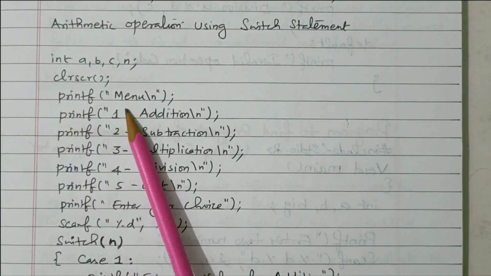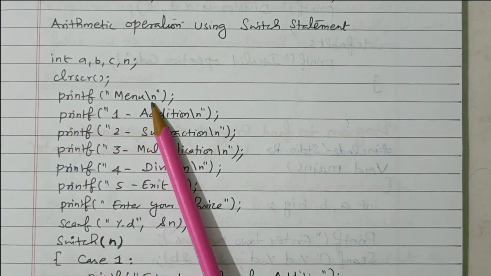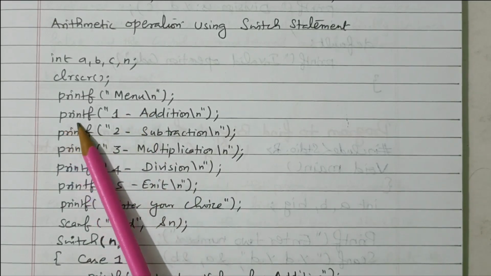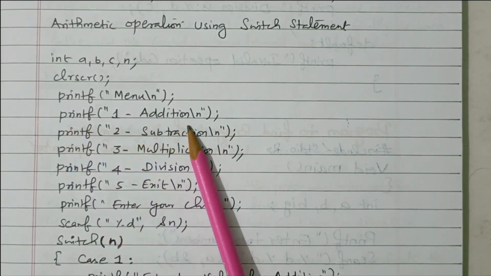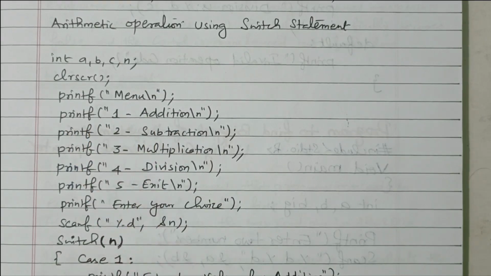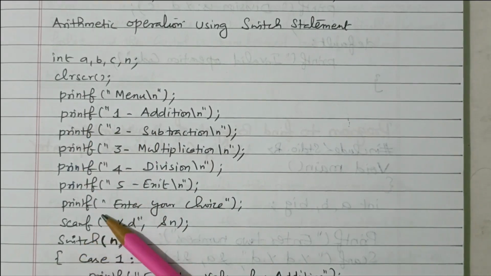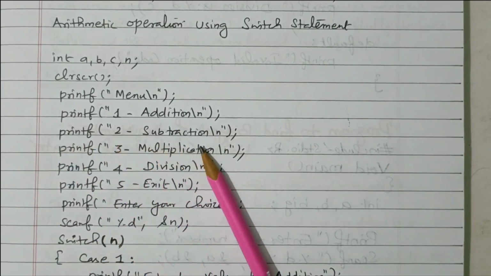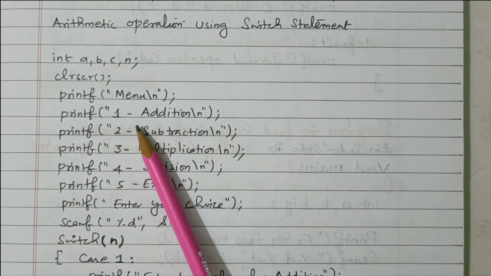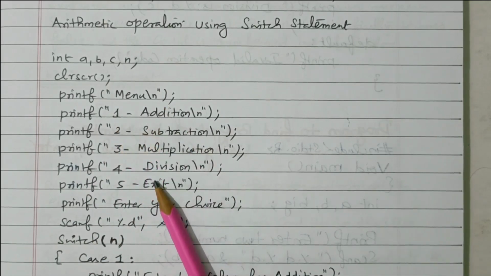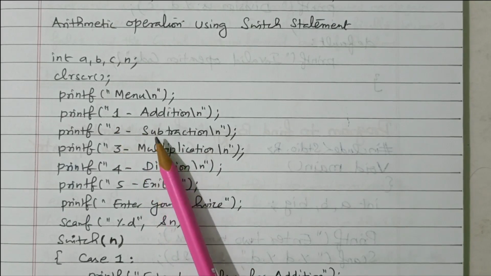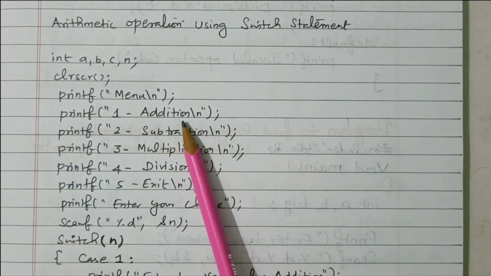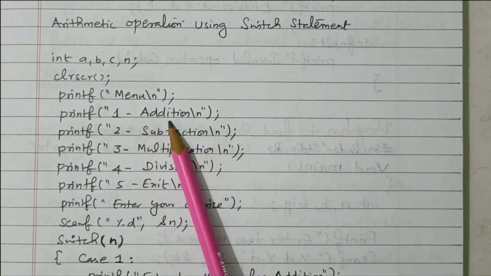So printf of menu \n. \n means it will go to the next line. So it will display the menu, right? Again, printf of 1 means addition. Then printf of 2 is the subtraction. Suppose if the user enters 1, it means addition. So these details should be given to the user, then only the user will be able to understand. If the user enters 1, we need to perform the addition.